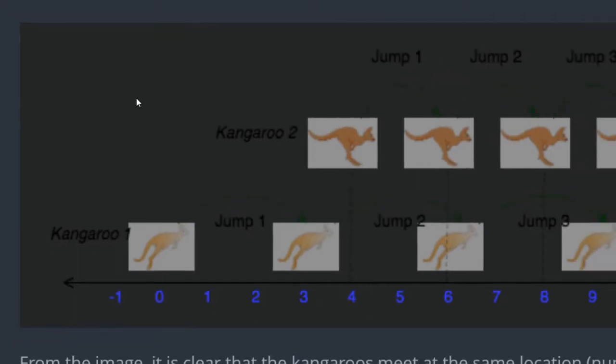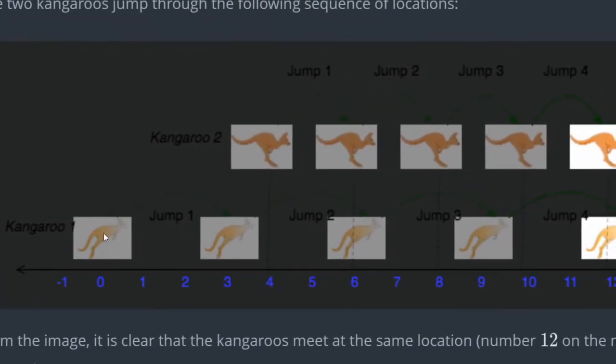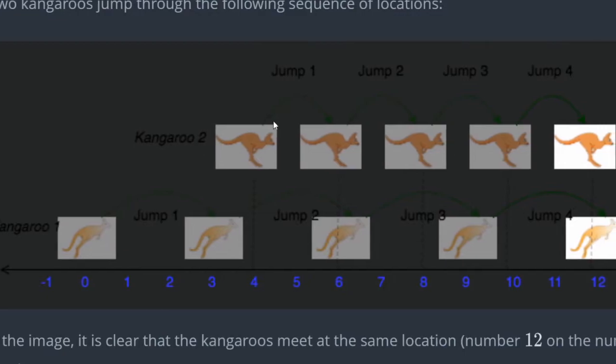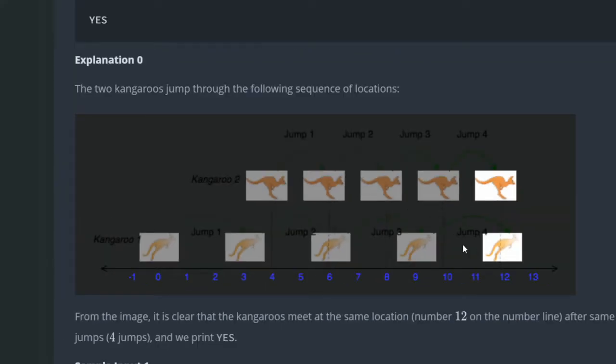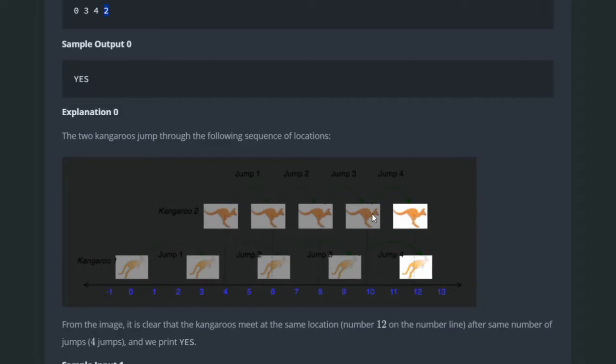So let's see. This is where the first kangaroo starts. After the first jump, it will go to 3, then 6, then 9, then 12. The second kangaroo will start at 4 and move the first jump to 6, so 2 points, then 2. At the fourth jump, they will both reach the same point after the same number of jumps. So this is what the question asks. Do these two kangaroos reach the same point after the same number of jumps? That's it.